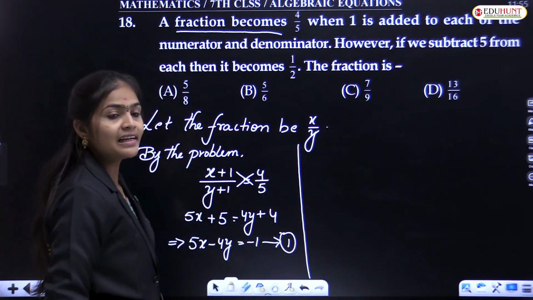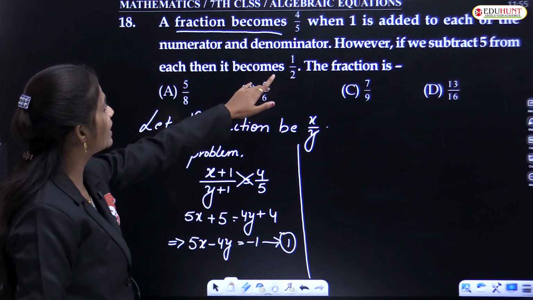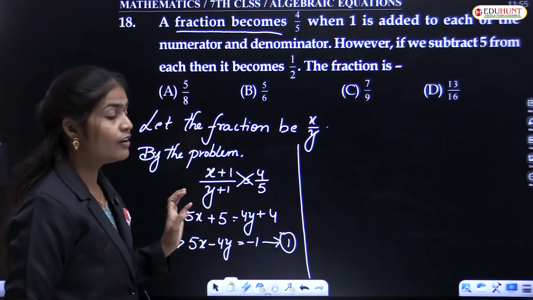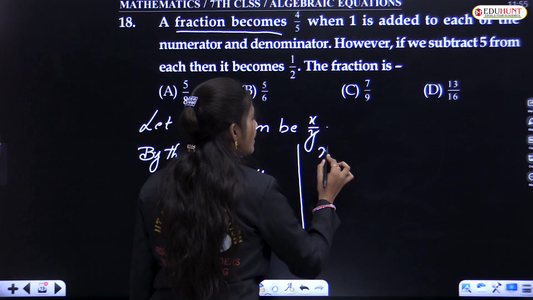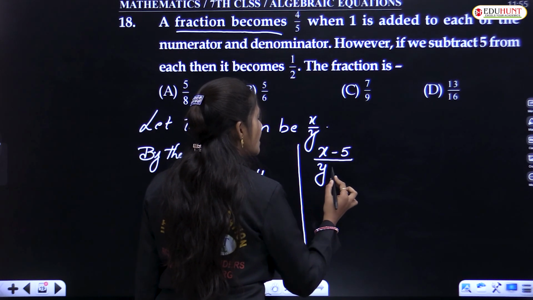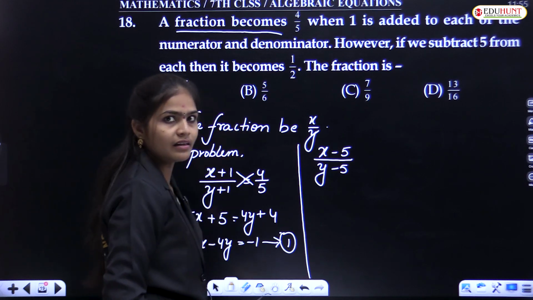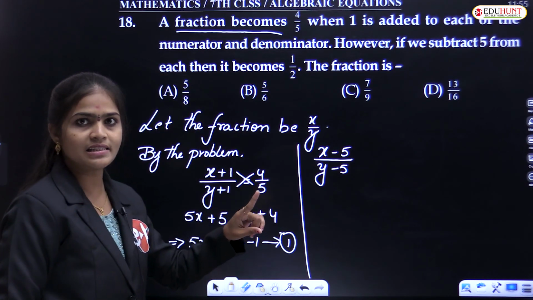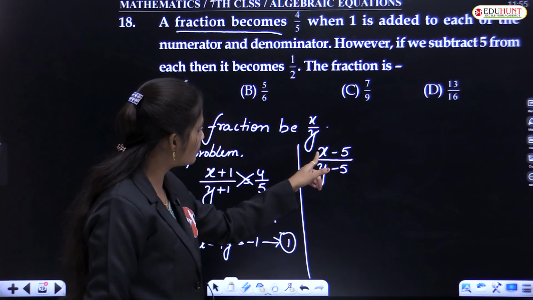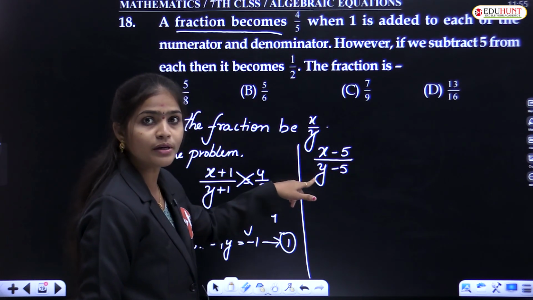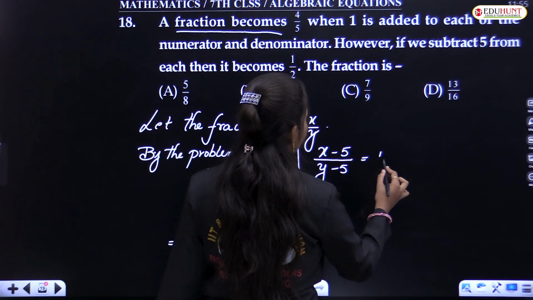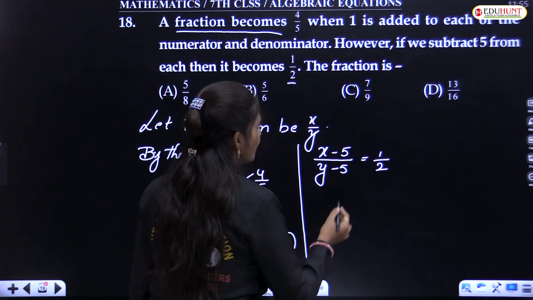Now the second condition. What is the second condition here? If we subtract 5 from each, that means we have to subtract 5 from the numerator and subtract 5 from the denominator, from that same fraction. Now the fraction becomes a half. Fraction becomes a half means it becomes 1 by 2.